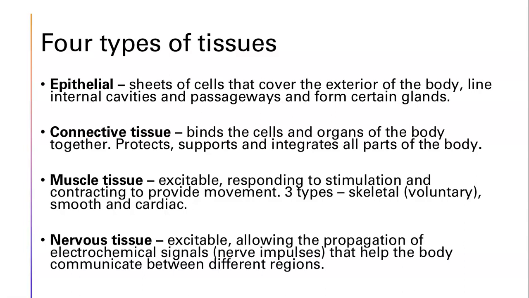And the last type of tissue is the nervous tissue, which is also excitable, which allows for the propagation of electrochemical signals. What that basically means is nerve impulses, which helps the body communicate between different regions, right? We have to be able to want to move our hand to the desk and pick up our phones or move the mouse. And so the fact that nervous tissue allows those passages to go allows us to control and send messages from different regions.